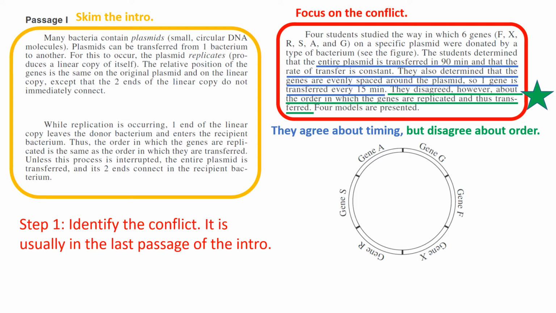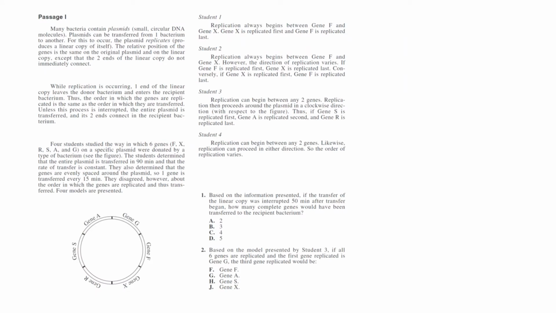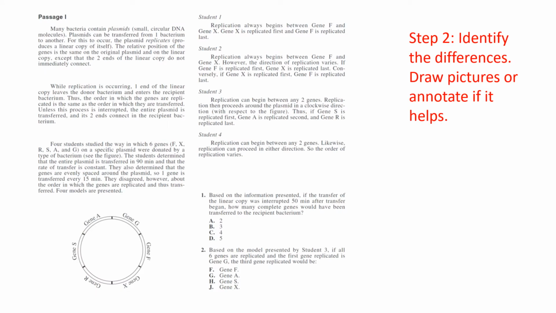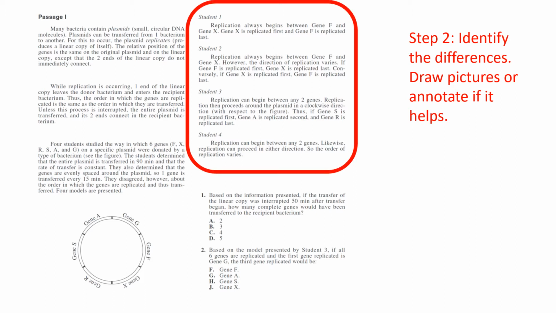And that's very important. So now you're just going to say, well, what does each student say about the order? You know what you're looking for now. Step 2 is to identify the differences. Sometimes it helps to draw pictures. You might annotate. So the differences are found where it says student 1, student 2, student 3, student 4. Remember, this could say scientist 1, scientist 2, or method 1, method 2. You usually won't have more than 4 different conflicting viewpoints. So they agree about timing, they disagree about order, so you want to know what their differences are.